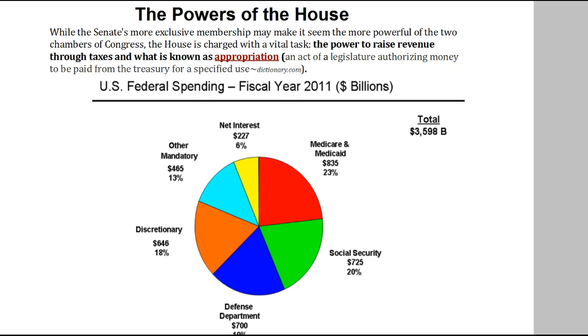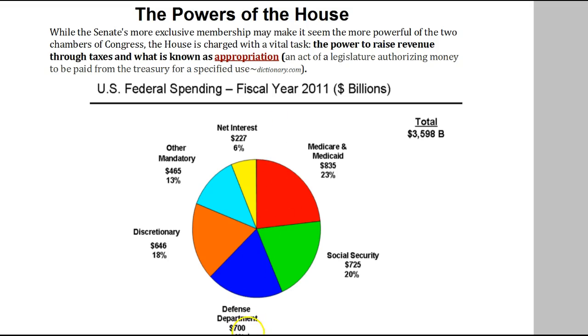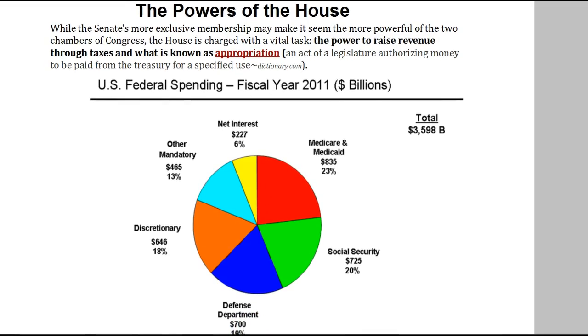If we look specifically at some of the powers of the House, there we go, I'm bringing that down a little bit. One of the things that we can see is that Congress has the power to raise revenue through taxes, and this is called appropriation, right? So they have to create a law that authorizes money to be paid. Essentially, anytime Congress raises money or spends money, they have to create a law to do so. They just can't randomly do it.